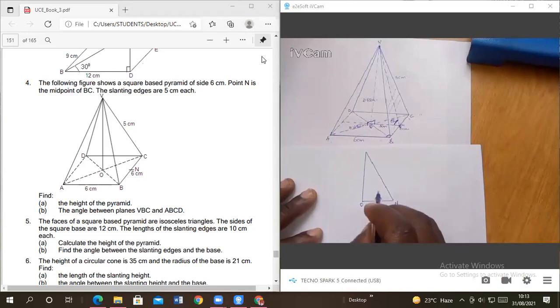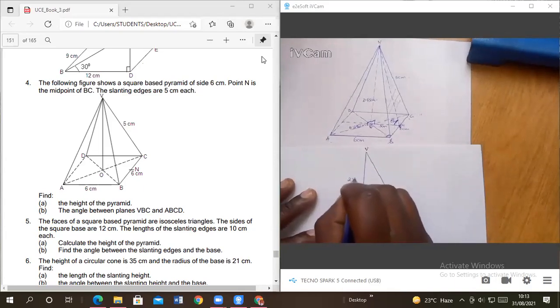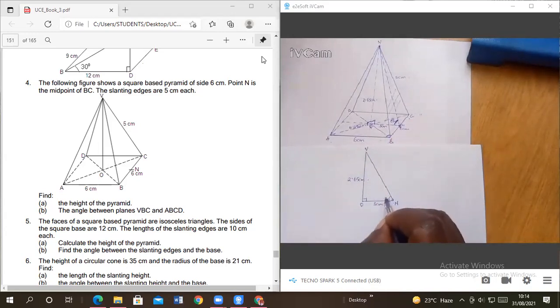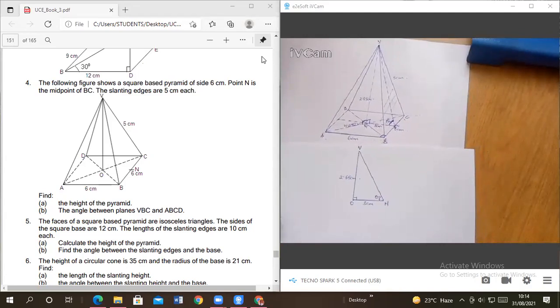So ON is 3 centimeters and OV is 2.65 centimeters. The angle that they want is the angle at point theta. Okay, now what are we going to use, members?